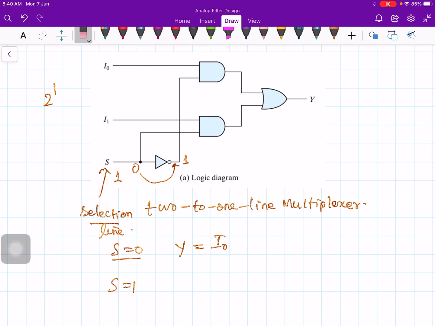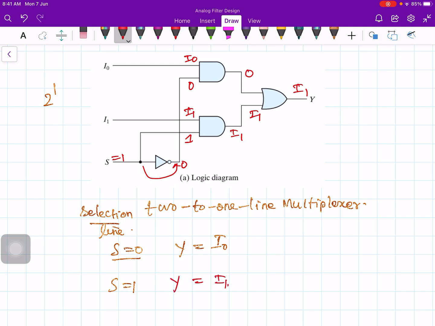When S equal to 1, what is going to happen? When S equal to 1, then this 1 comes here, and here this is I1. So the output of these two inputs becomes I1. So here also I1, and this 1 becomes 0 here, the output of a NOT gate. So this is 0 and this is I0. I'm sorry, this is I0. So this is 0. So my output is I1. Therefore Y equal to I1.